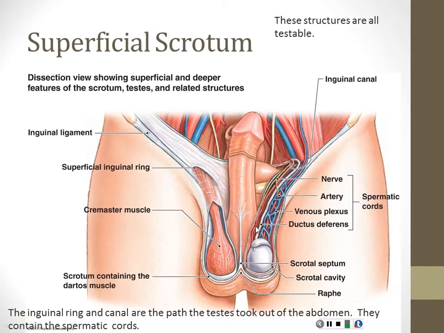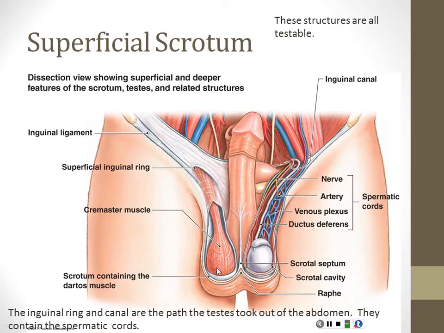Now, wrapped around all of those structures is a muscle called the cremaster muscle. The cremaster muscle not only creates the outermost covering of the spermatic cord, but it is an active skeletal muscle, and when it contracts, the testes are pulled closer to the male's torso, and when it relaxes, the testes are further down into the scrotum.